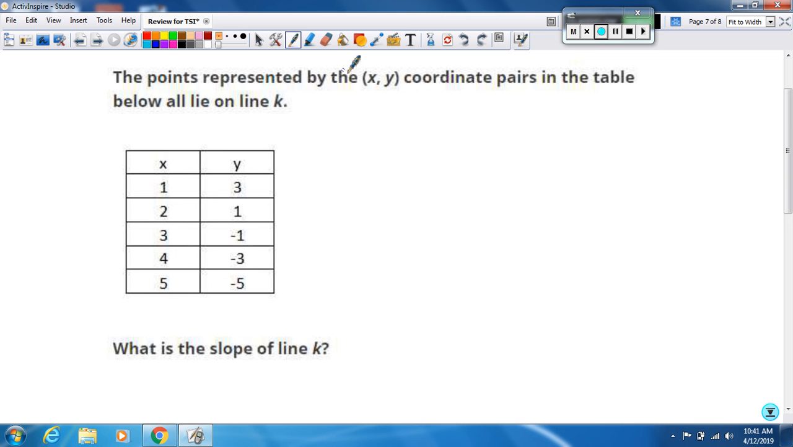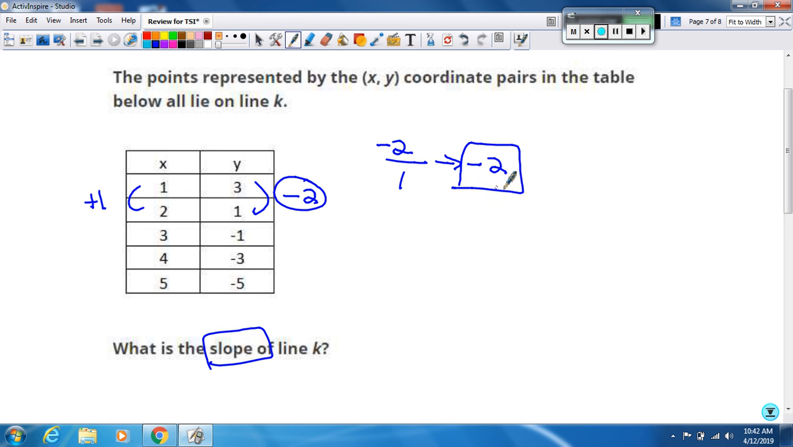The points represented by the xy coordinate pairs in the table all lie on line K. What is the slope of line K? Okay, from 3 to 1 is subtracting 2, and I always circle that. From 1 to 2 is adding 1. The reason this is circled is because I'm going to make a fraction with a circled number on top. The other number goes on the bottom. Simplify, -2 divided by 1 is -2. That is your slope. The slope is -2.